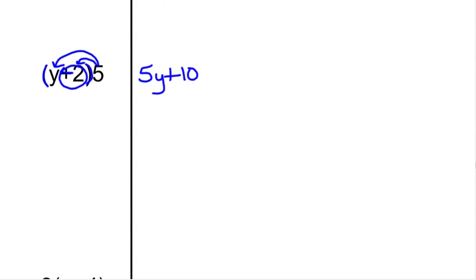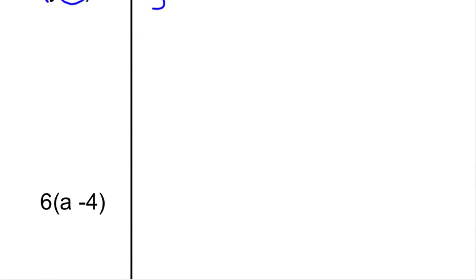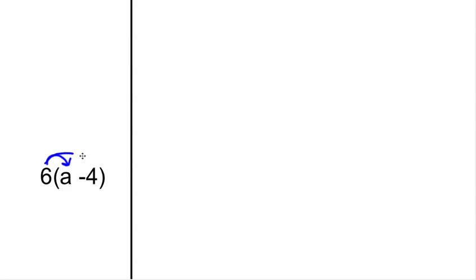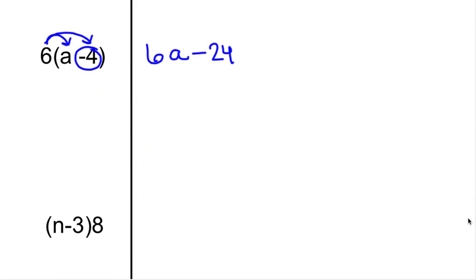Let's try the next one. 6 times the quantity (a minus 4). So I'm going to take the 6 and distribute it: 6 to the a and 6 to the negative 4. 6 times a is 6a. 6 times negative 4 is negative 24. And that's your answer. Nothing more.